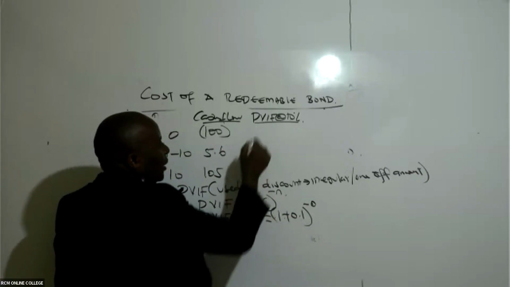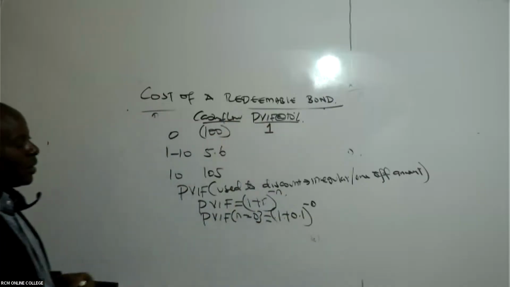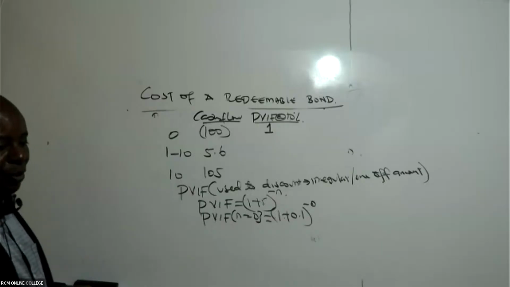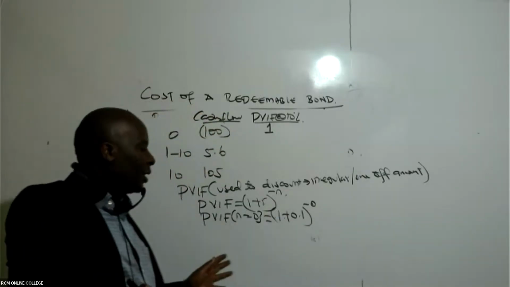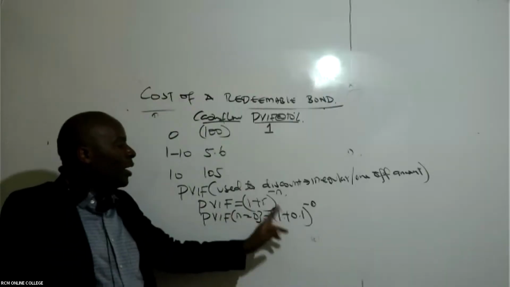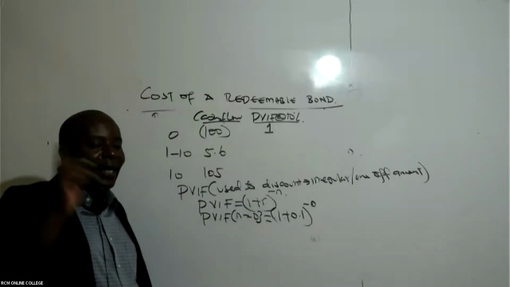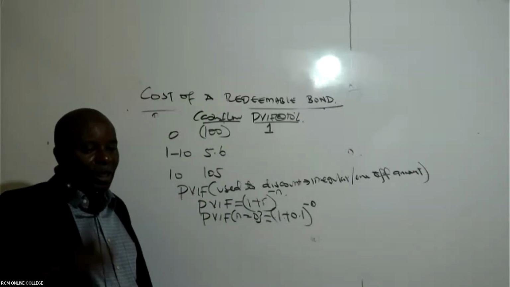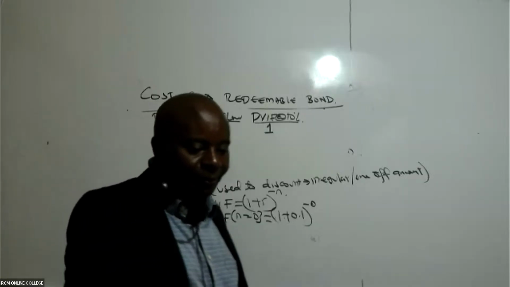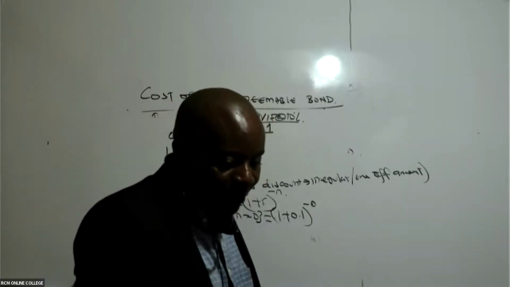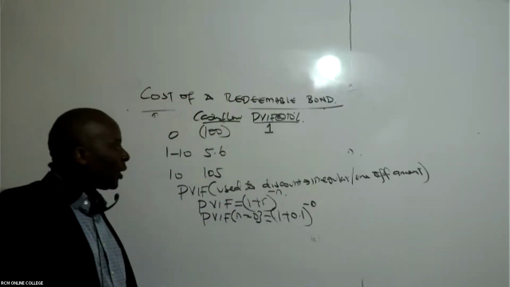So it will be 1.1 raised to negative N. N is 0. Can somebody confirm that anything raised to 0 will always be 1? Already somebody is confirming there. If you say 1.1 raised to negative 0, we shall end up getting exactly 1. Please confirm that you're getting exactly 1.